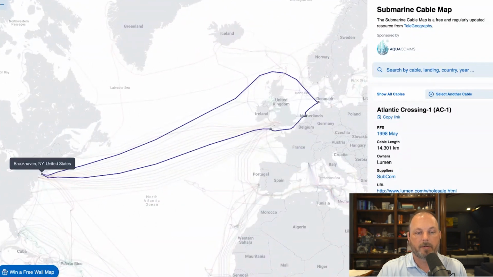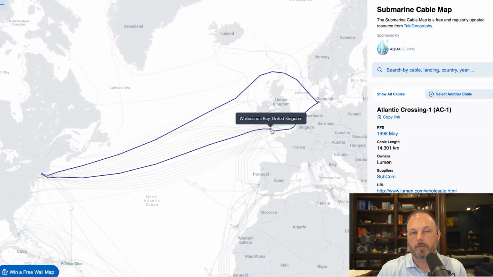Brookhaven, New York, landing point, runs across. You can see this one coming in here. White Sands Bay. Why is it coming here? Well, it's coming here for London. This is what's taking us into the United Kingdom. And then, of course, it's coming here into Amsterdam and then to Germany.